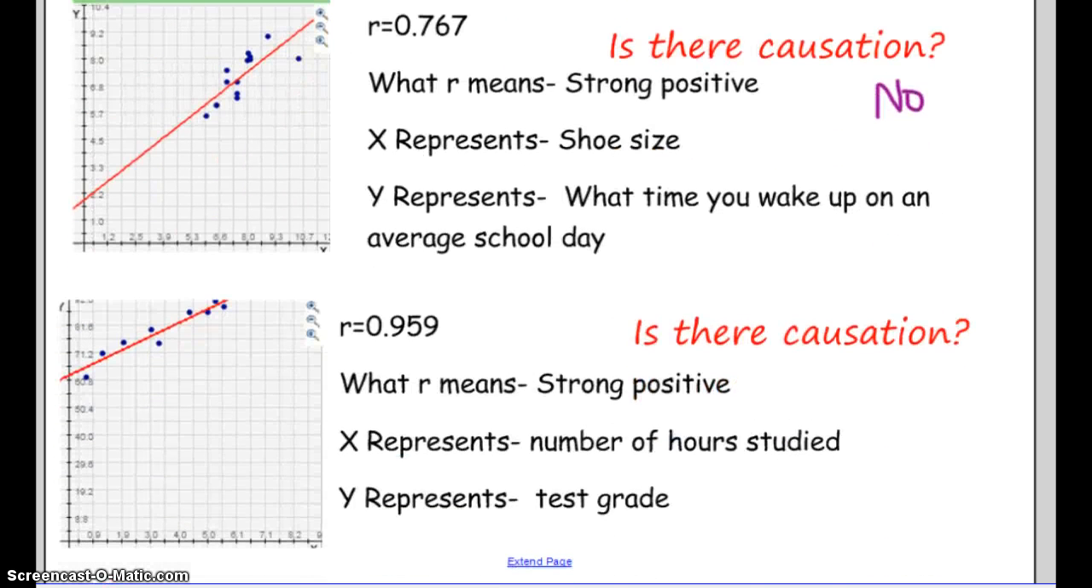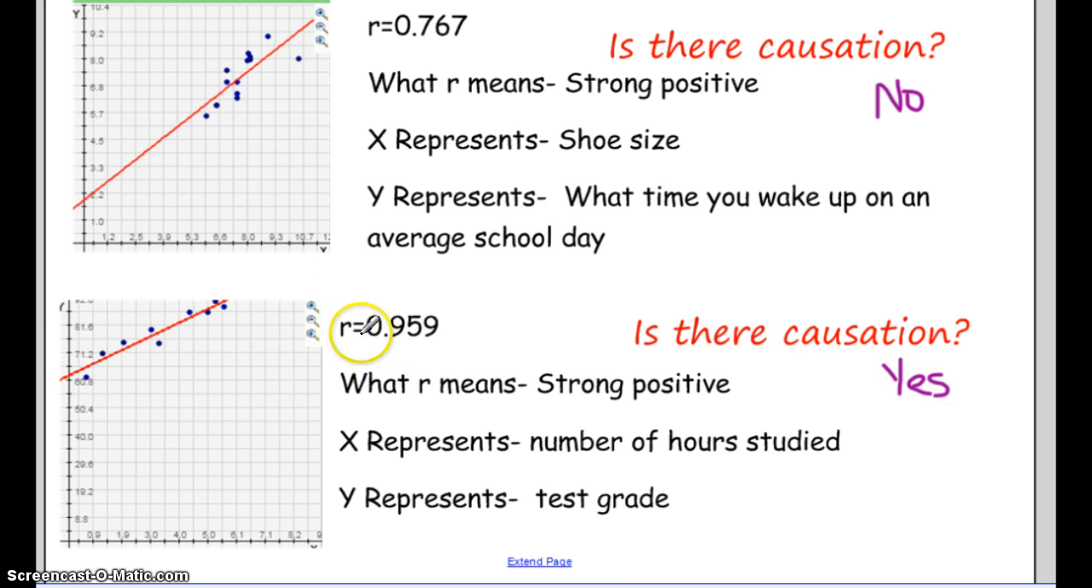Let's look at one more example. Here we're talking about X represents the number of hours studied and Y represents your test grade. Does the number of hours you study have an effect on your test grade? Yes, so there would be causation here.